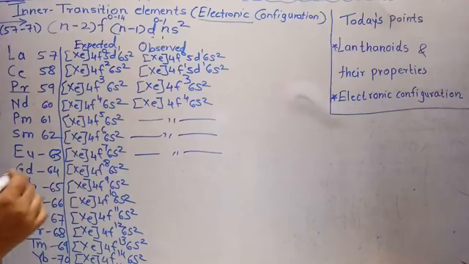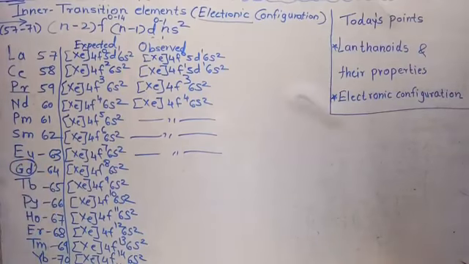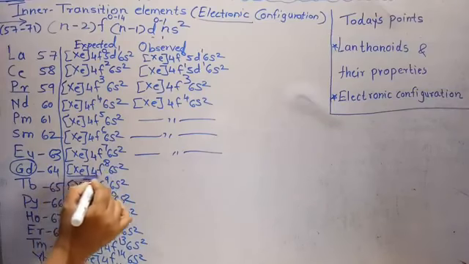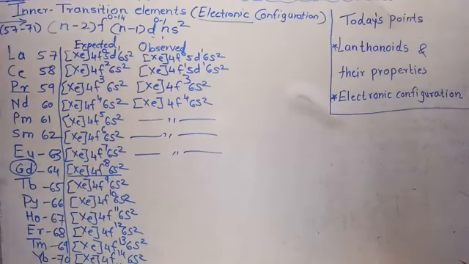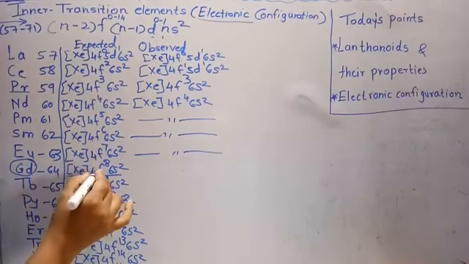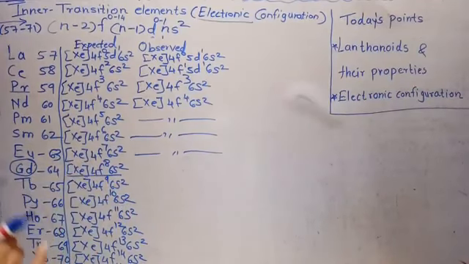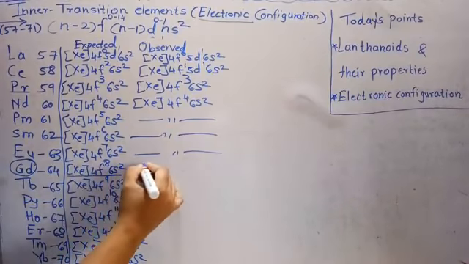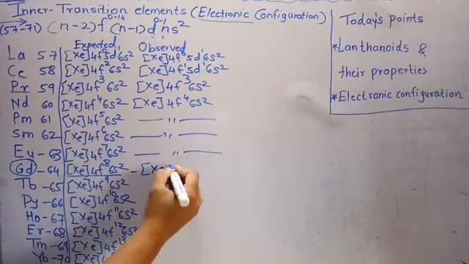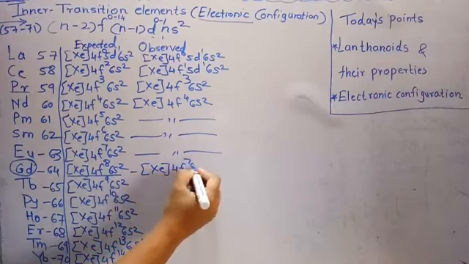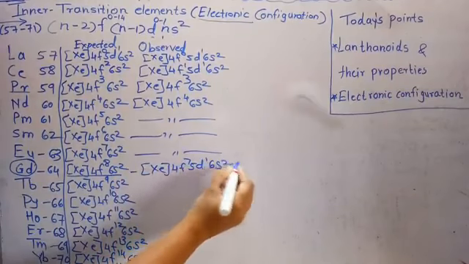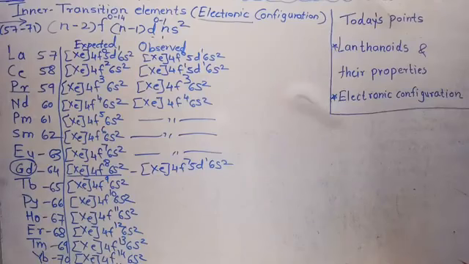But there is the element gadolinium. Gadolinium has 4f8 electrons and 6s2 in the expected. To achieve extra stability, 1 electron from the 4f orbital goes to the 5d, and that shows the observed electronic configuration xenon 4f7 5d1 6s2.